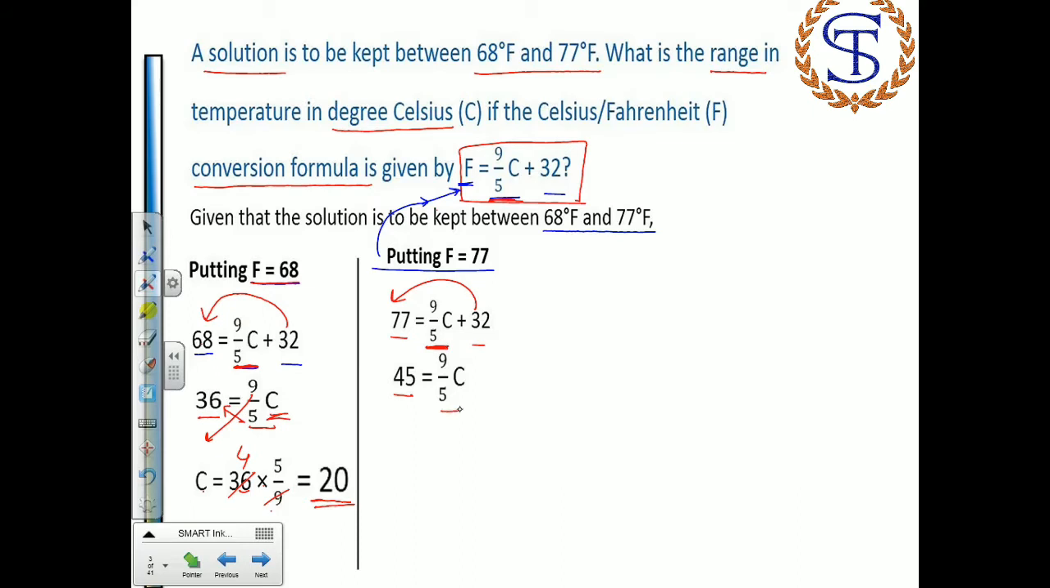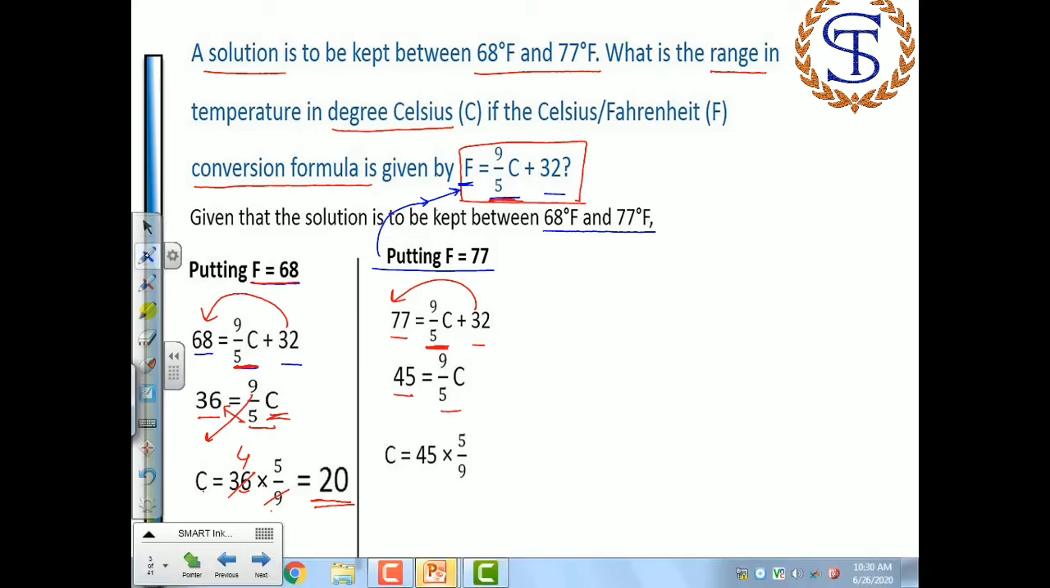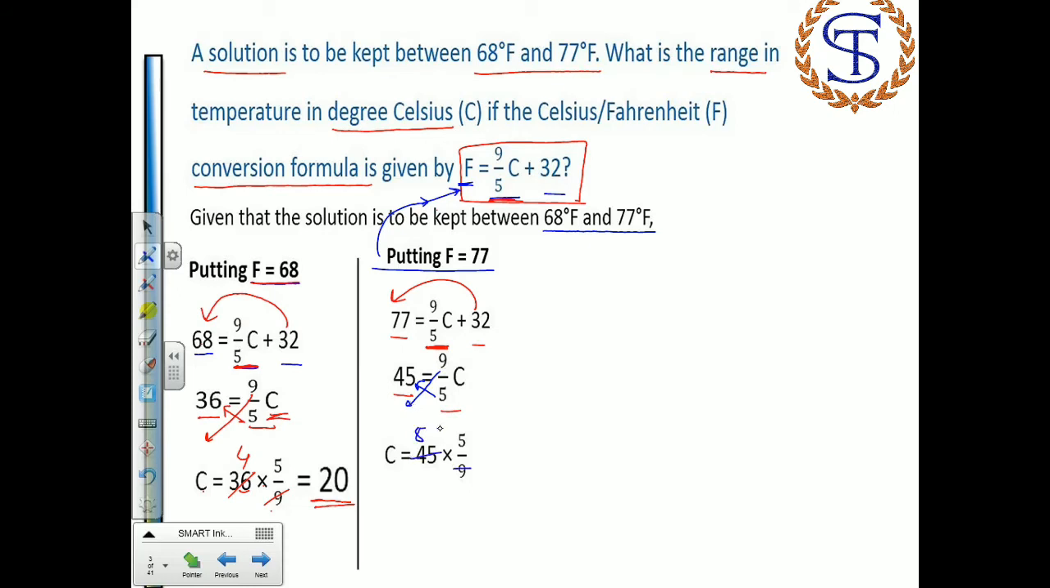Again on simplification of this, we will get 45 into 5 upon 9, and 9 5s are 45, 5 5s are 25. It means here the value is 25. When we have kept F equal to 77, then the value of C is 25.